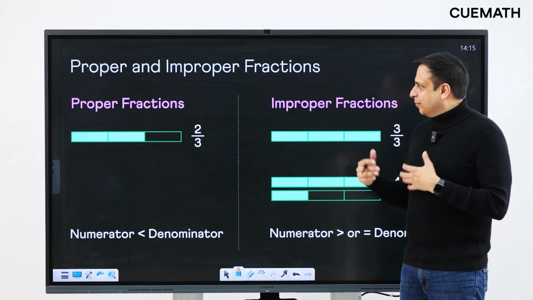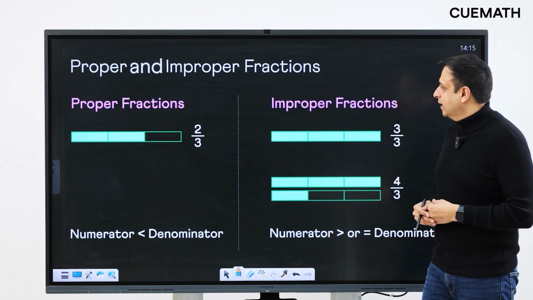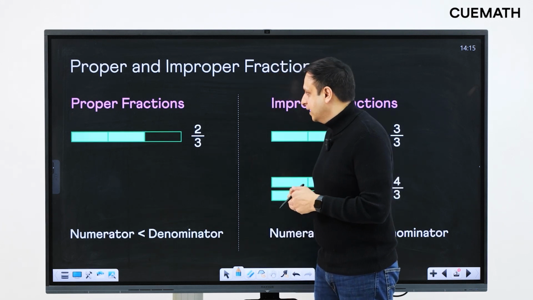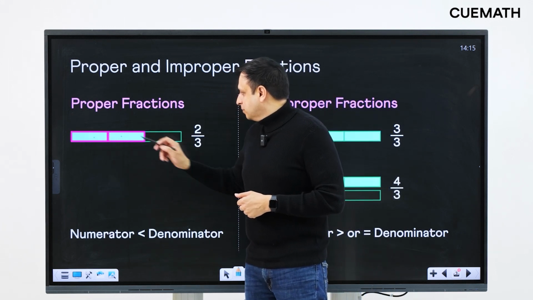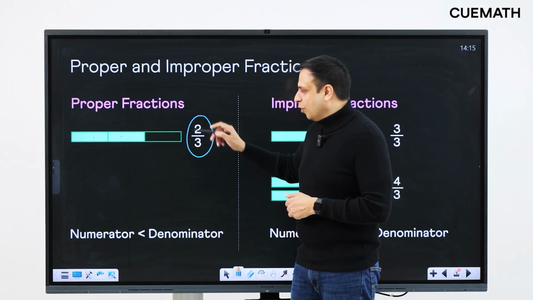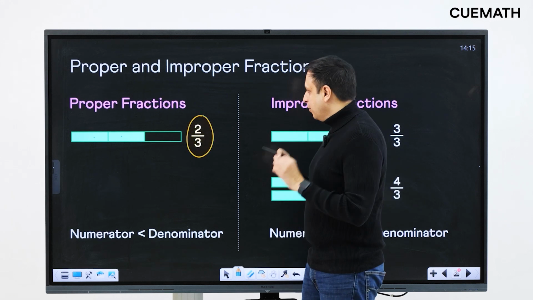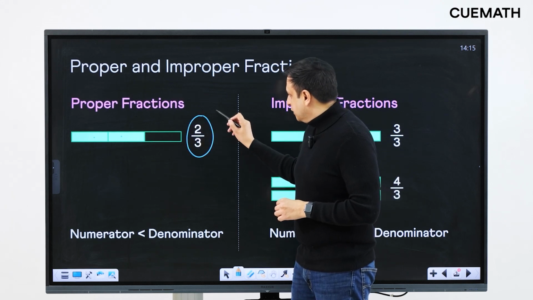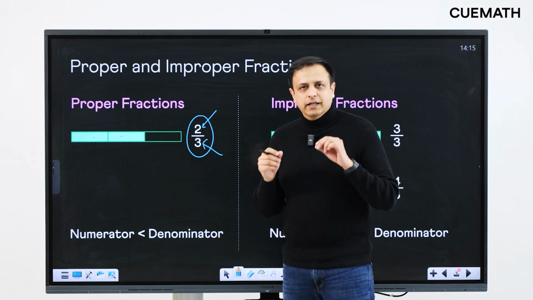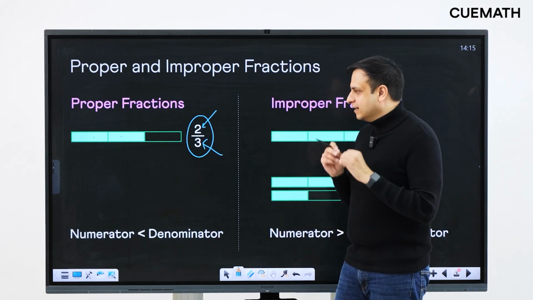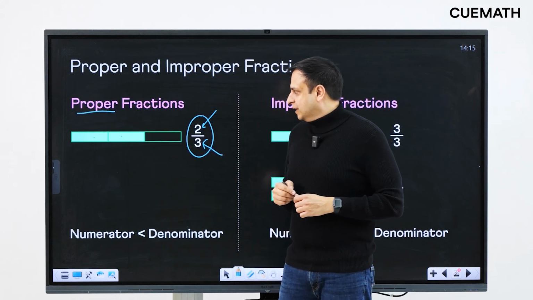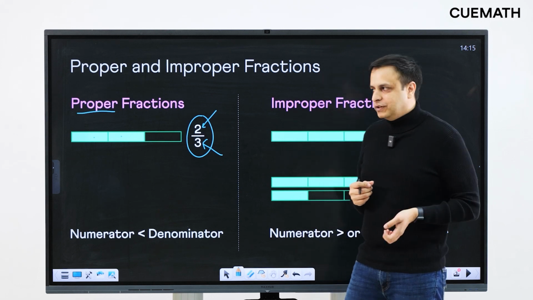Okay, so that brings us to the idea of proper and improper fractions. Take a look at this picture here where a bar has been divided into 3 equal parts and 2 of those parts are shaded. So the shaded region here represents the fraction 2 over 3 and we call this a proper fraction because in this the numerator, that's 2, is less than the denominator, which is 3. So any fraction in which the numerator is less than the denominator is called a proper fraction, and this picture here represents the proper fraction 2 over 3.